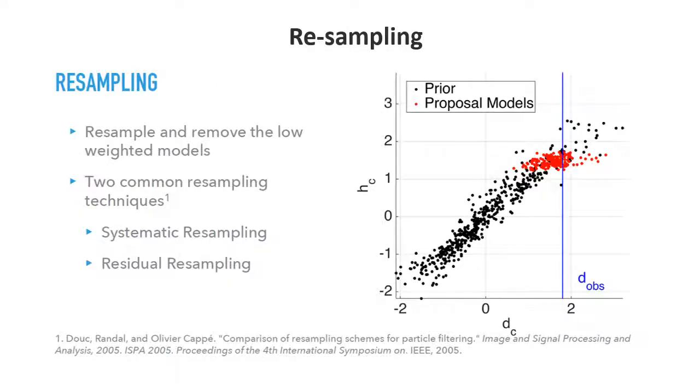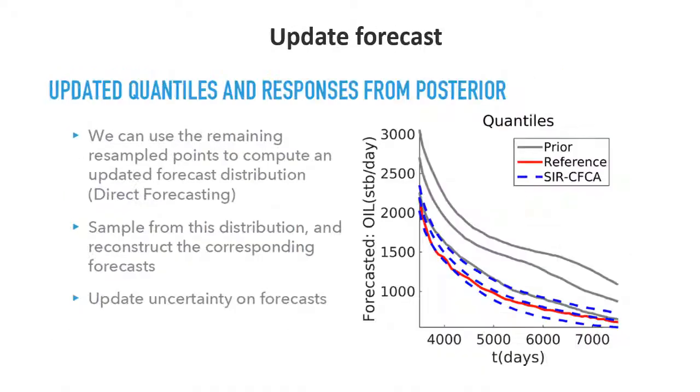If we do that, we get these bootstrap samples, which are now resampled, and as you notice, we get more of the high weight samples and the low weight samples have been removed. Once we have that, we can update the quantiles and responses for the posterior distribution, and we see here that we get an updated forecast using the sequential importance resampling.